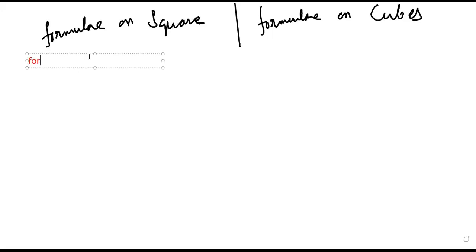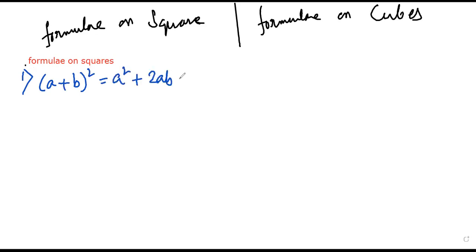I'm writing here on squares. Okay, so what are the formulae? Start from the very beginning. So the basic formula on square is a plus b whole square, that is a square plus 2ab and b square.